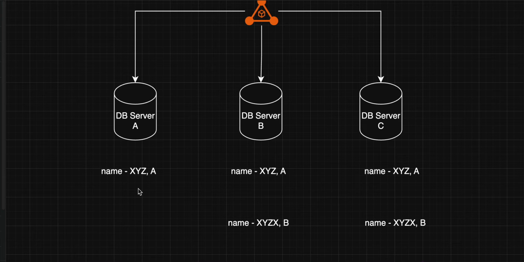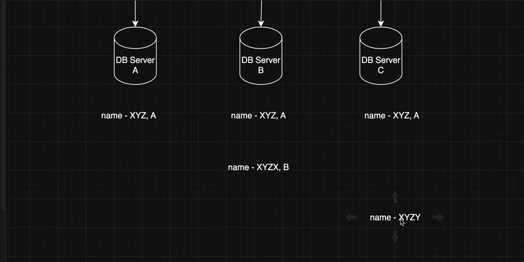Okay, let's suppose when this ABC was written, the C was down. So XYZX was written by B, the C was down, it was not able to replicate here. Now, a third request comes, when C was up, but B and A were down. So we'll say that it was updated by C. Okay. So as soon as this is done, and a read request comes again at A, and now all the servers are up. So what will it return?